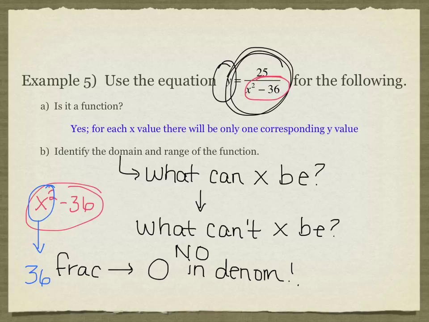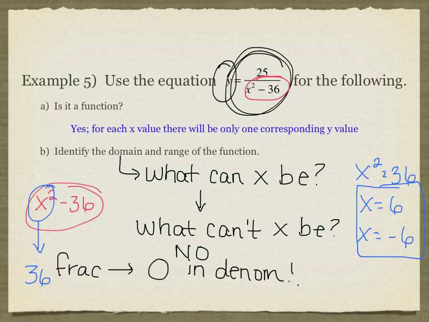So how could we get x squared to equal 36? Well, if x squared equals 36, then that means x could equal 6. Or think about what we just learned a minute ago. What else could square and make 36? X could equal negative 6. So I need to make sure I don't use either one of these numbers, because if I put one of those numbers in, it's going to take this x squared minus 36 and make it equal to 0, and that 0 is not okay.